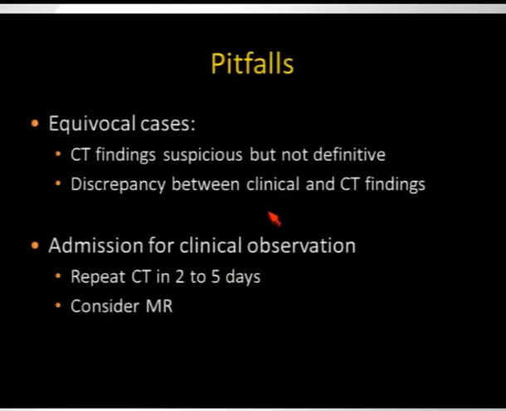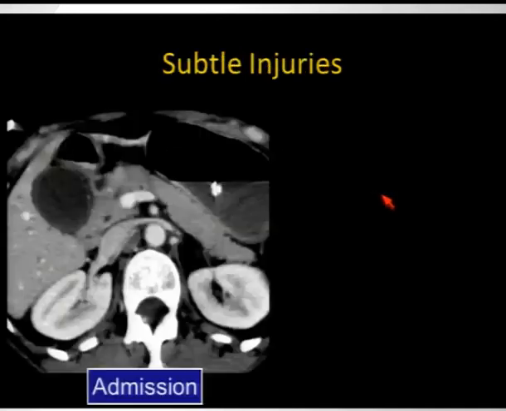Pitfalls, again, remember, it's the second most common important missed injury in blunt abdominal trauma. Equivocal cases will happen. There will be cases where you're just not certain if there is or isn't an injury. The recommendation is, again, to admit, observe, and repeat the CT examination or perform an MRI during the initial hospital admission. This is an example of how difficult these can be to detect.